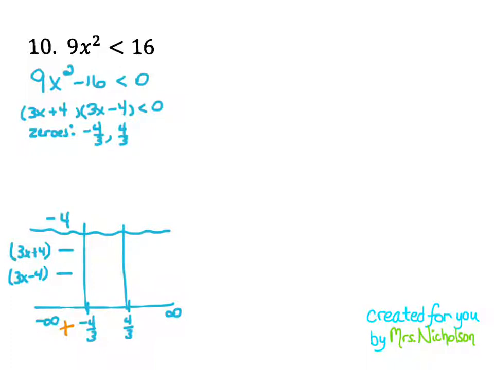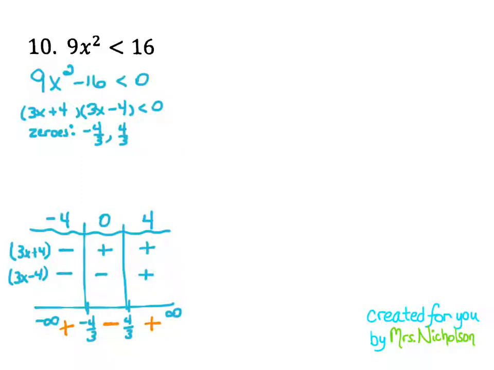In the next interval, between negative 4/3 and 4/3, I'm going to pick 0. If I plug in 0 to 3x plus 4, that's going to give me a positive value. And if I plug 0 into 3x minus 4, I'm going to end up with a negative value. And positive times negative is negative. Final interval, some number between 4/3 and infinity. I'll just choose positive 4. If I plug positive 4 into 3x plus 4, that comes out positive. If I plug positive 4 into 3x minus 4, that's also positive. And a positive times a positive equals a positive.